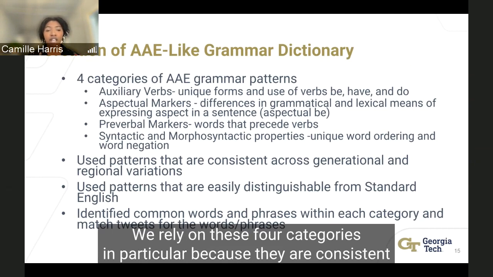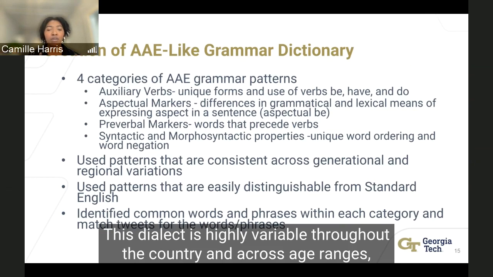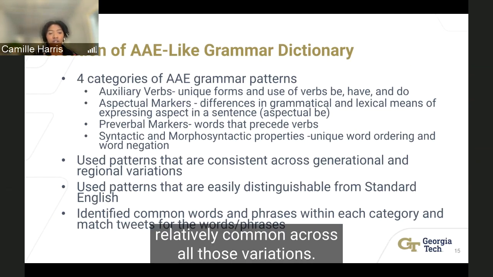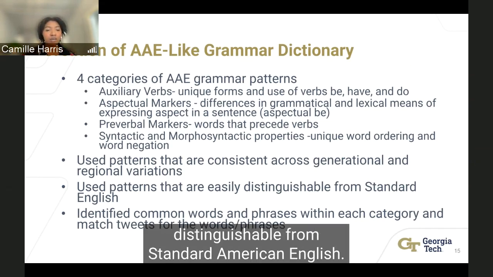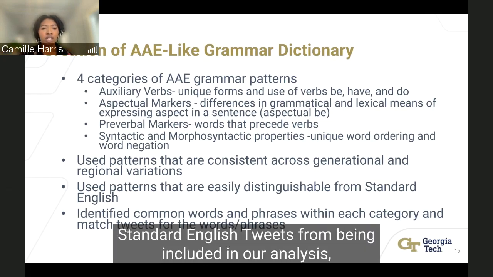We rely on these 4 categories in particular because they are consistent across generational and regional variations of AAE. This dialect is highly variable throughout the country and across age ranges, so we wanted to make sure that we use categories that were going to be relatively common across all those variations. We also relied on patterns that are easily distinguishable from standard American English. This is to prevent any accidental standard English tweets from being included in our analysis.